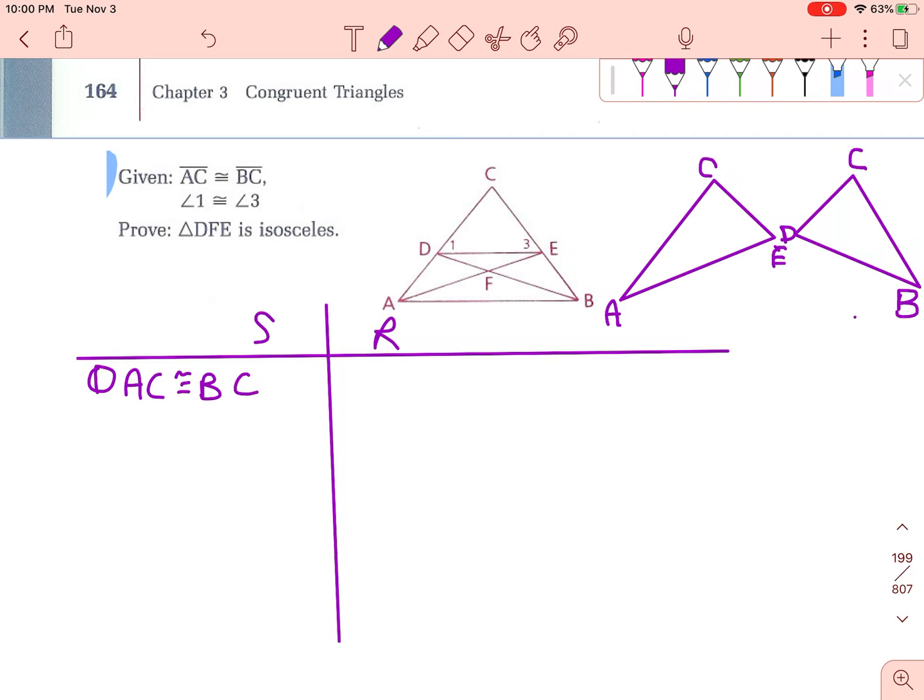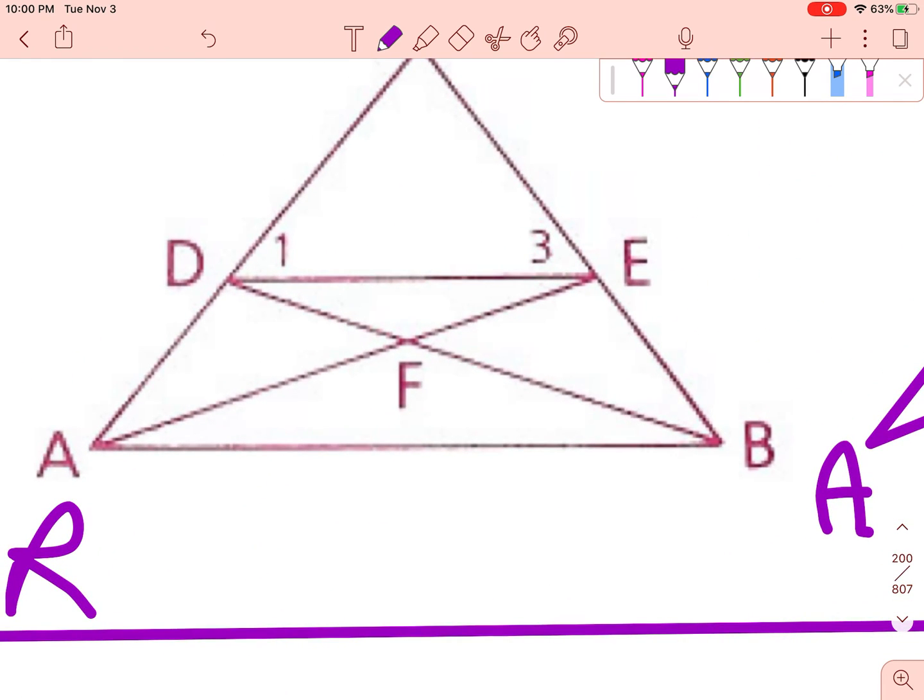Okay, so for problem 18, we want to know if DFE is isosceles. So keep in mind, to prove that a triangle is isosceles, I need to prove either two sides are congruent or two angles are congruent. Okay, so this is kind of where my mind went.